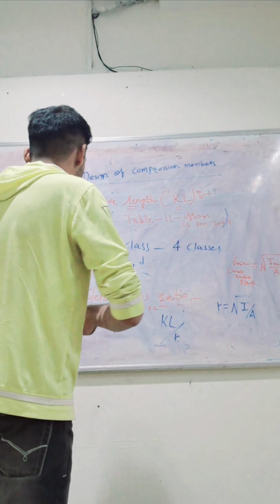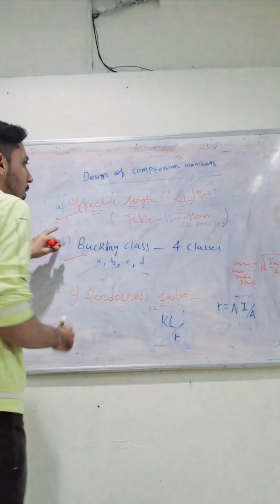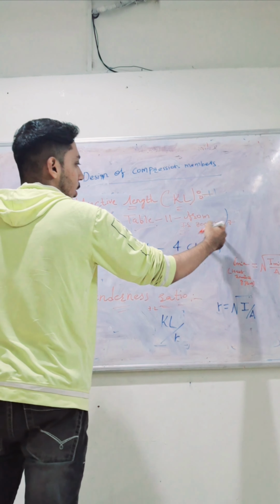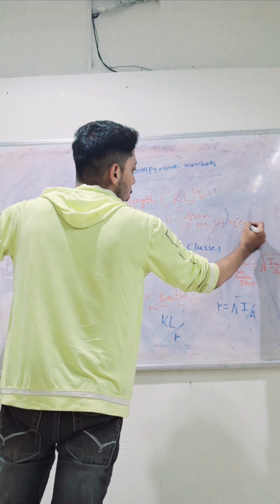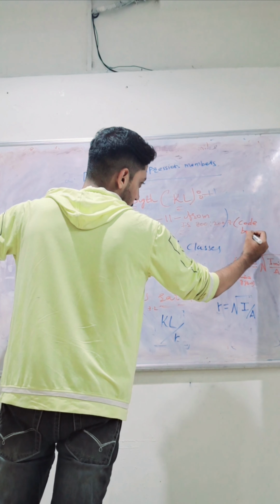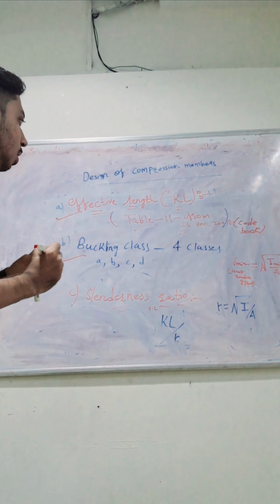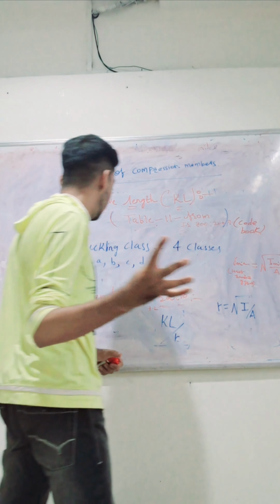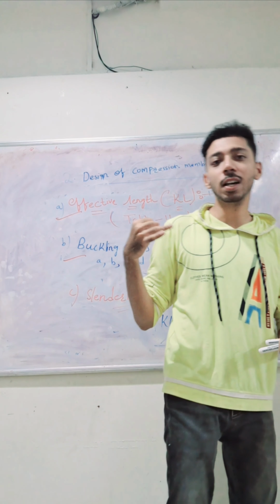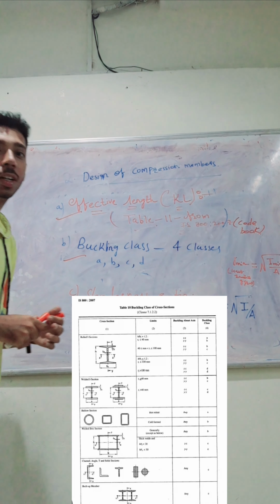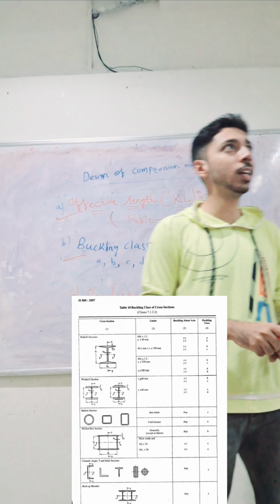Next we are going towards the buckling class. We completed our effective length. You can find it in table number 11 from the IS 800 2007 code book. Next we go for buckling classes. There are 4 buckling classes generally: buckling class A, buckling class B, buckling class C, buckling class D. According to the imperfection factor, we can consider it from IS 800 2007.